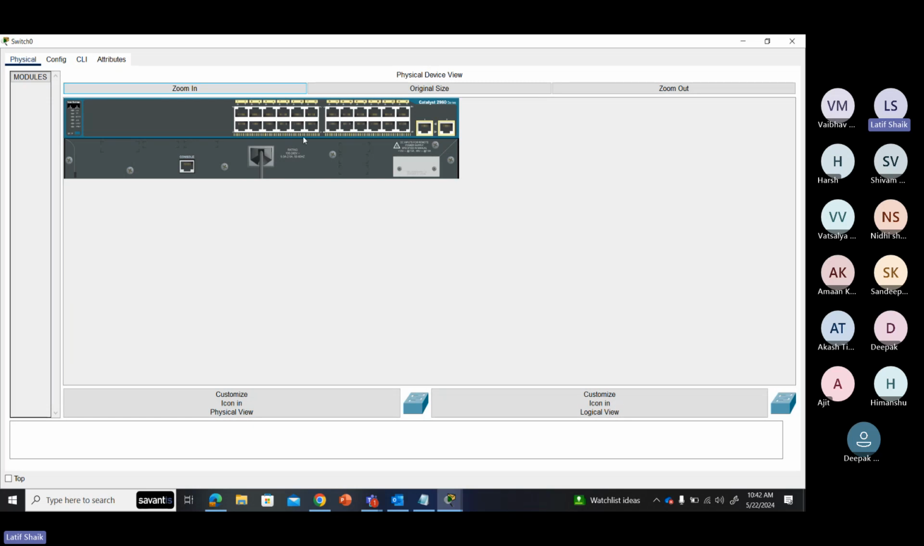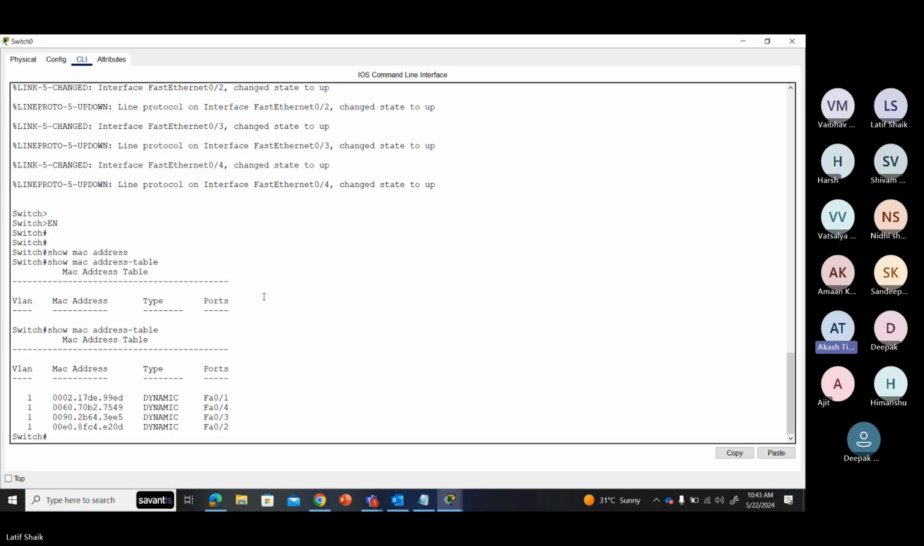Totally 24 ports will be there, and 2 additional ports with the gigabit port. These are the Fast Ethernet, meaning 100 Mbps ports. And for gigabit, what are they called? Gigabit ports are GA something, it will come. So 100 Mbps in what sense? Up to 100 Mbps data transmission it will support.